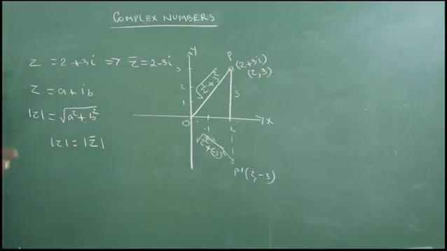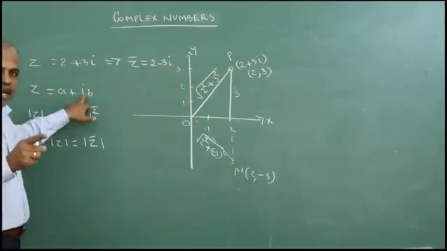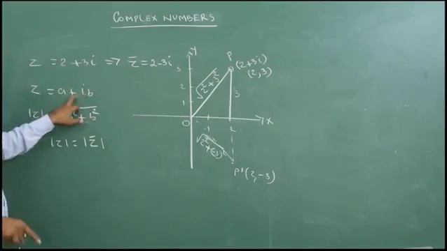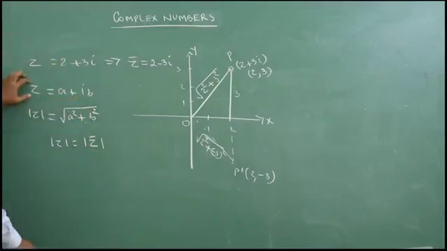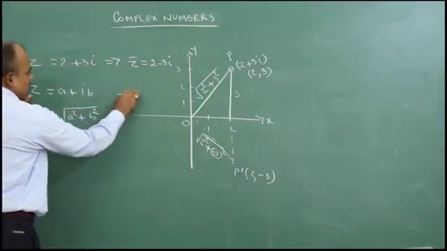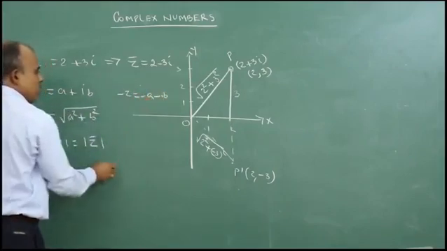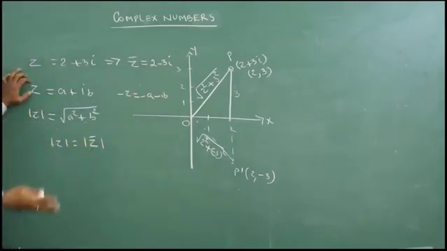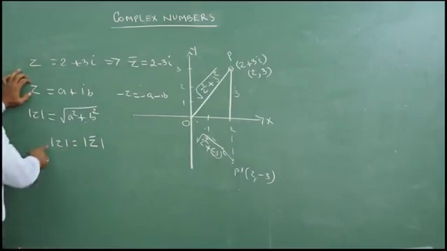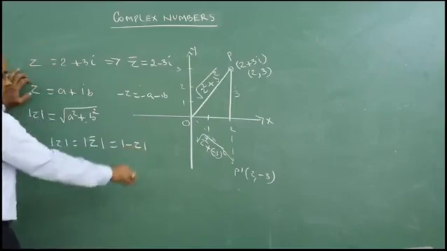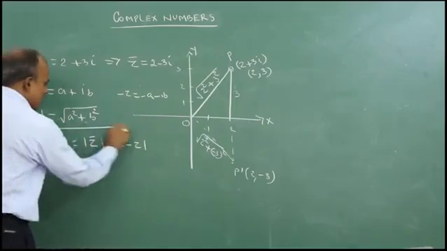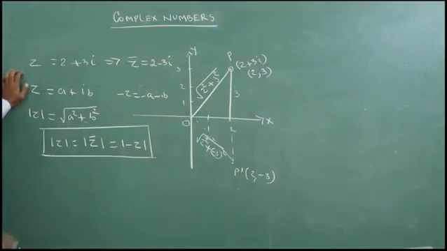The next one is additive inverse. What is the additive inverse? If the complex number z is equal to a plus ib, then the additive inverse of a plus ib is minus a minus ib. So minus z is minus a minus ib. Take the modulus, and that also gives the same value. So modulus of z is equal to modulus of z bar, which is equal to modulus of minus z. This is another result under modulus.